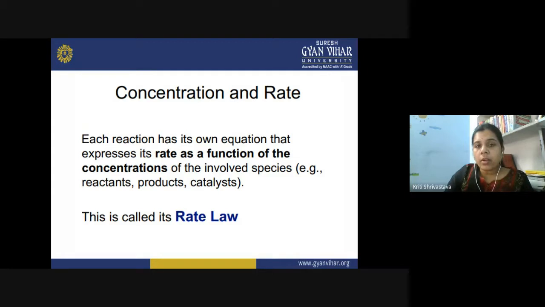If you talk about the relationship between the concentration and rate of the reaction, each reaction has its own equation, and it expresses that its rate is a function of the concentration of all the involved species. So what are these species? We have reactants whose concentration continuously decreases as a function of time, and products whose concentration continuously increases with time. This is known as the rate law. We have seen many expressions of the rate law in the previous lecture.